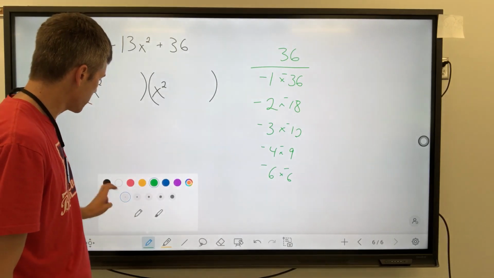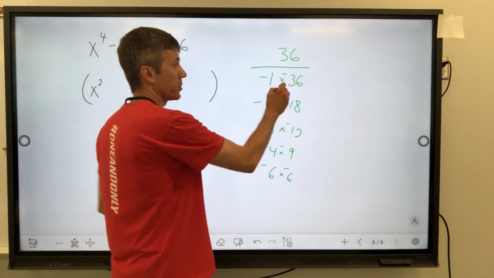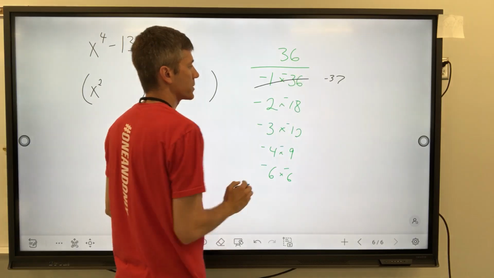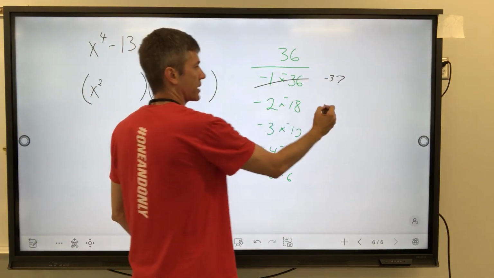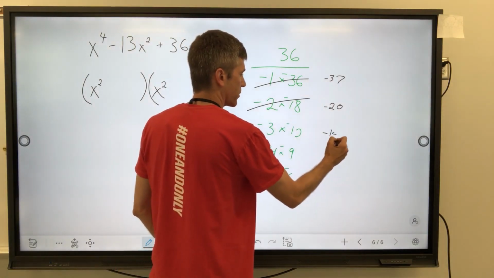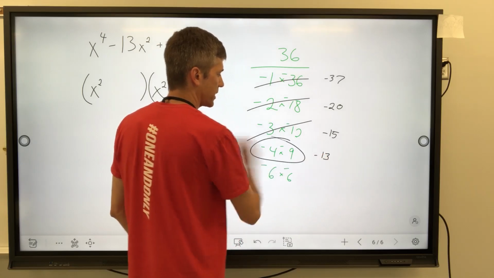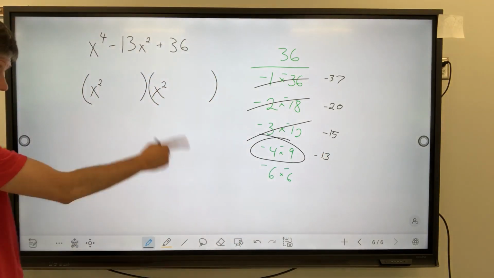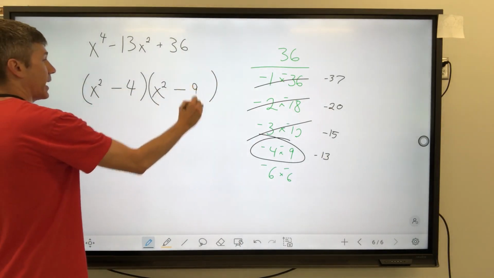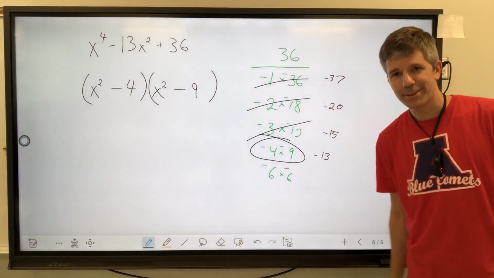Okay, switching colors. I want to be able to add and get a negative 13. Negative 1 plus negative 36 is negative 37, so this one's out. Nope. Negative 2 plus negative 18 is negative 20. That one's out. Negative 3 plus negative 12 is negative 15. That's out. Negative 4 plus negative 9 is negative 13. Found it right there. That's it. Next one will be negative 12, so that's not what I want either. So negative 4 and negative 9, and you can just wash your hands and walk away and get partial credit because this one continues to go.